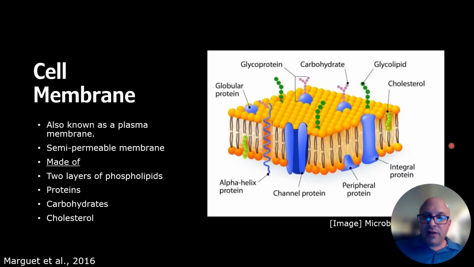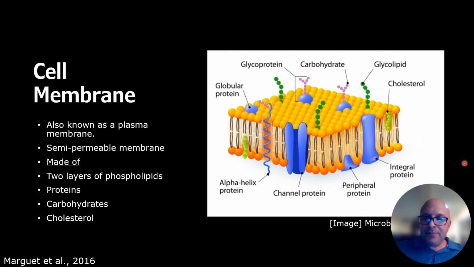The cell membrane, or the plasma membrane, is a crucial component of all living cells. It is a semi-permeable membrane that surrounds the cell and separates its internal environment from the external environment. The plasma membrane is composed of a complex structure that includes two layers of phospholipids, which are arranged in a way that creates a bilayer. Here's the phospholipids, here's one layer, and two layers creating the bilayer.